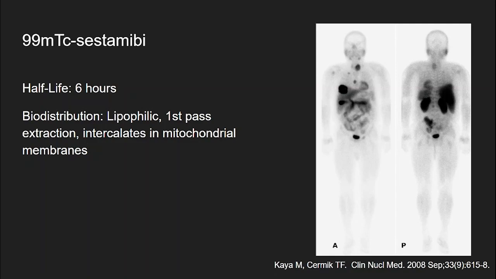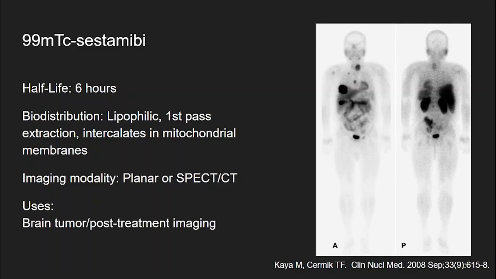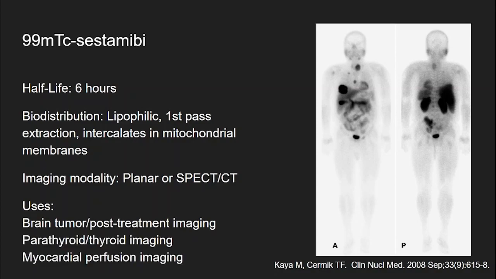This results ultimately in its prominent myocardial uptake, as can be seen on the images on the right, and on myocardial perfusion studies. Planar and SPECT imaging can be performed using this radiotracer. The most common uses are obviously going to be your myocardial perfusion imaging and parathyroid imaging, but we can also use it in brain imaging, including post-treatment brain imaging.